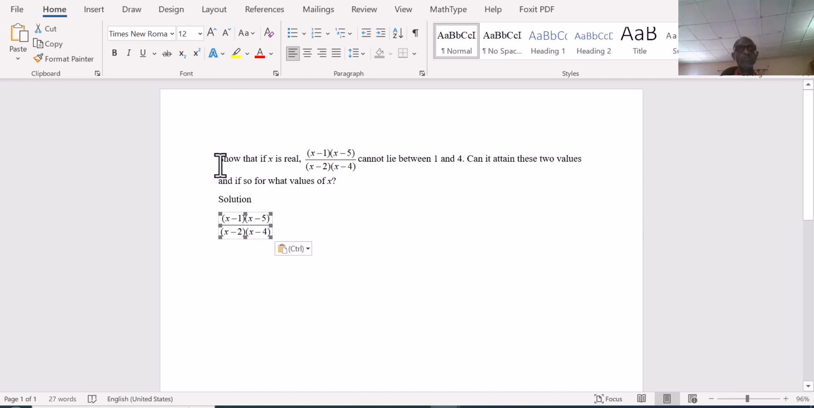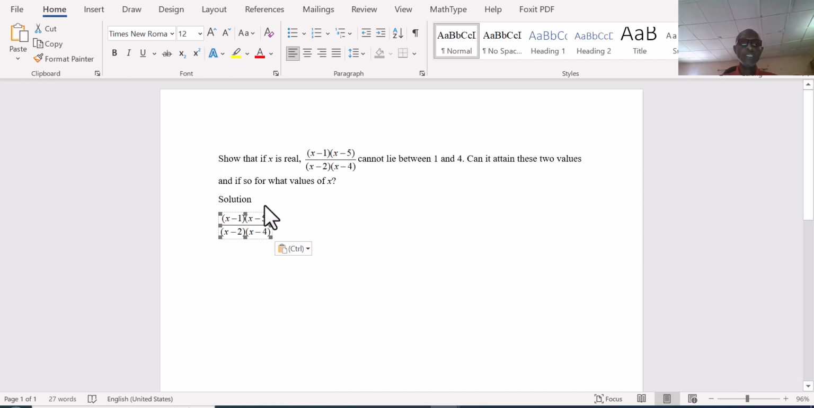Okay, we are given this quadratic function to solve. Show that if x is real, (x minus 1)(x minus 5) all over (x minus 2)(x minus 4) cannot lie between 1 and 4. Can it attain these two values? And if so, for what values of x?